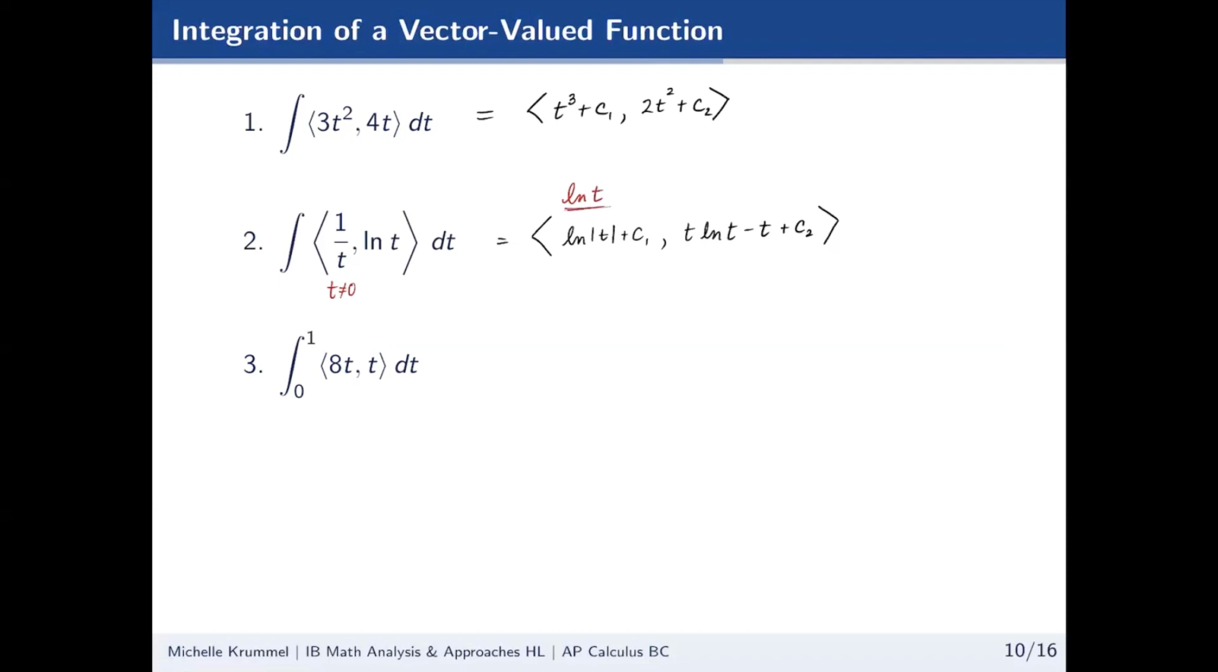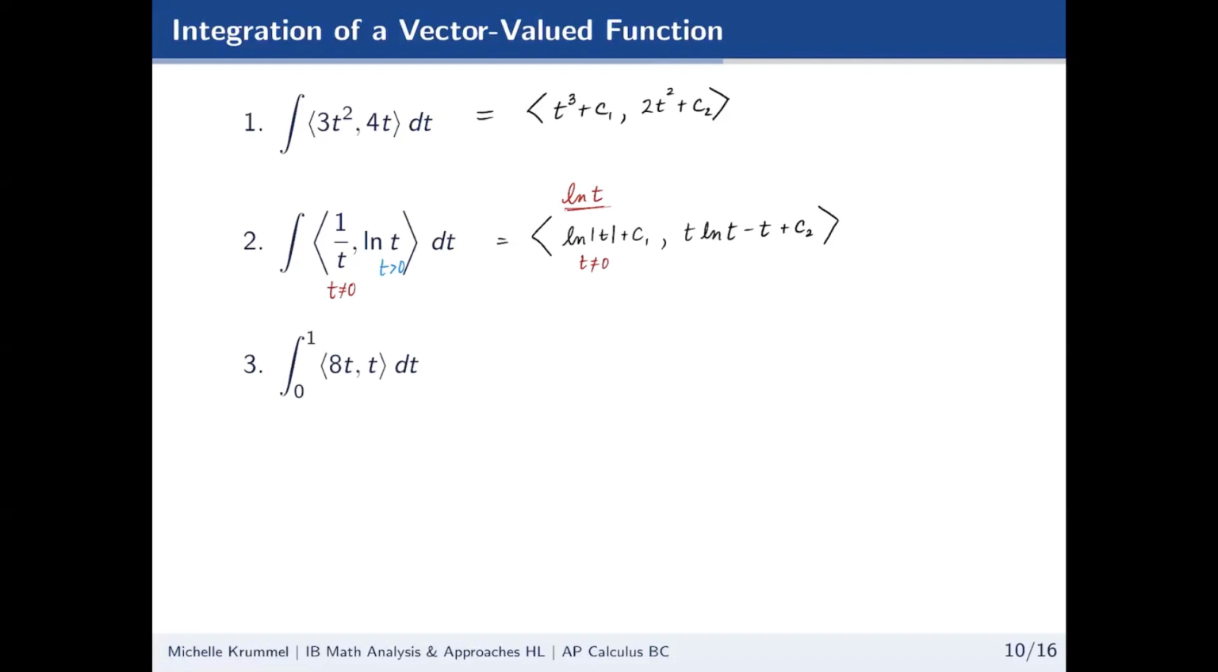This is positive values only for t. But by using absolute value, we preserve the domain. This one has a domain of all real numbers except for 0. So we're preserving that domain there. Versus when we start with ln t, we already have a restriction on our values of t, telling us that t must be greater than 0. So when we integrate it and we write t ln t, we already have that restriction in place that t is greater than 0. So we don't need to make any modifications there.